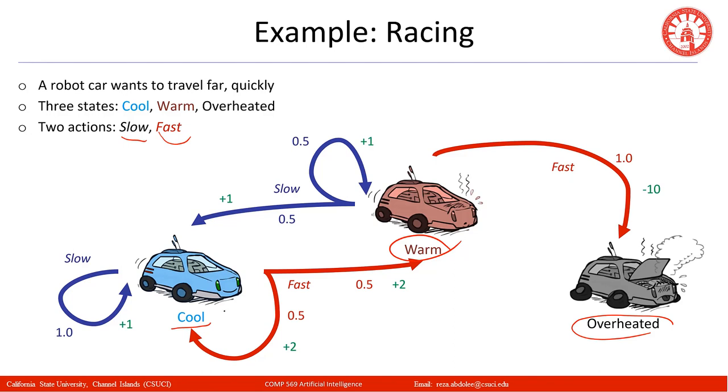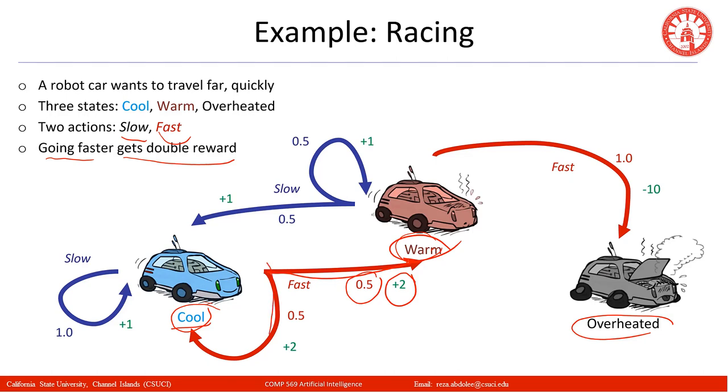So at any of these states, these actions are available to the robot car. When the robot car goes faster, it gets double reward. If you want to see that, just look at this one. If the robot is at the cool state and it goes fast, then it gets a reward of +2, and there is some chance that it's going to be warm, and that chance is 0.5.